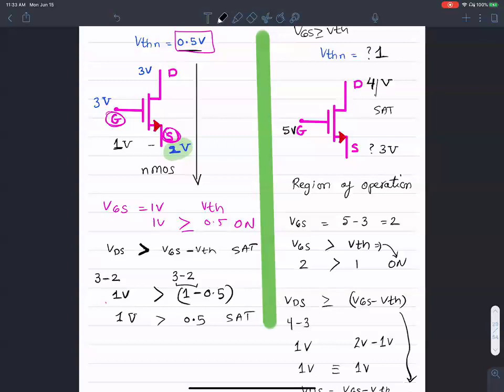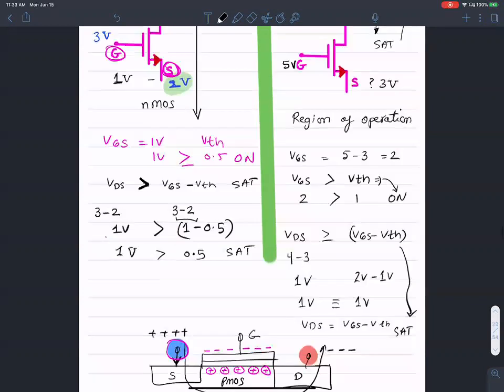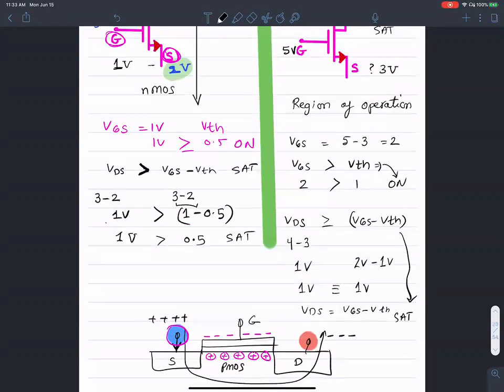If the VD value goes any further down, it's going to go into linear region. If it goes up, it's going to be in saturation region. So this is called the edge, when VDS is equal to VGS minus V threshold. This is called the edge of saturation.